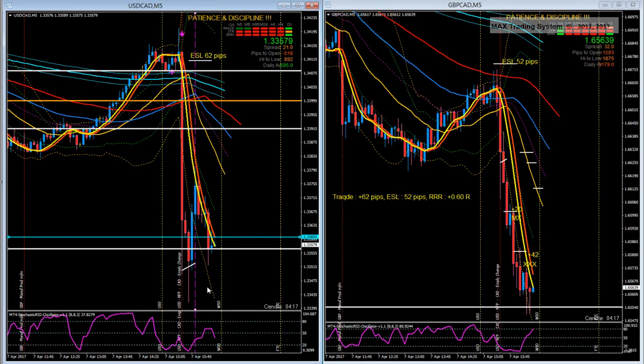But personally, I prefer to stay in the trade and see what will happen. But of course, in the meantime, no reason not to adjust the stop loss. And in this case, I will adjust the stop loss somewhere here. Reducing the entire risk from 62 pips to 30 plus the spread, 33 pips. So the risk is now reduced by 2.